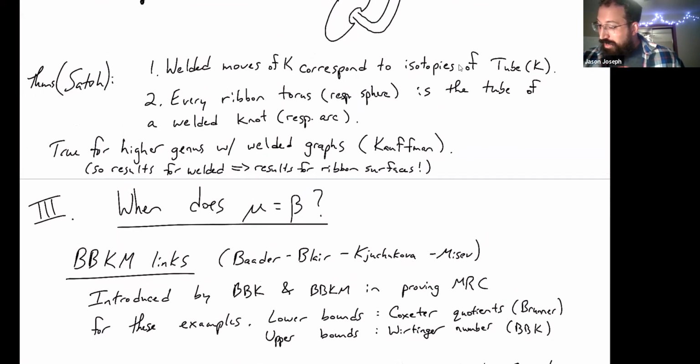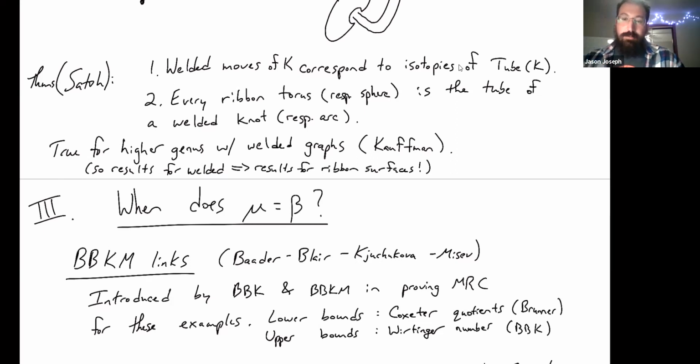So when does the meridional rank equal the bridge number? So this will be some times that we can prove they are equal for knotted surfaces and for welded knots.